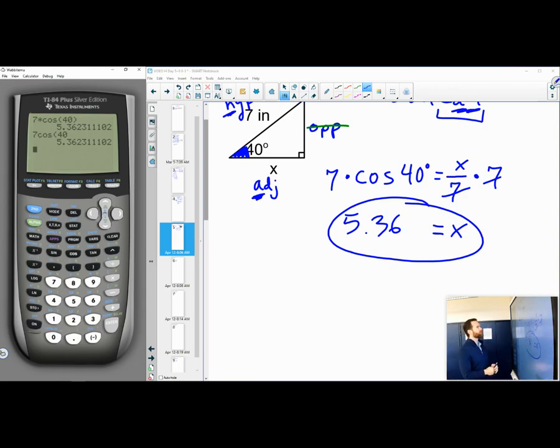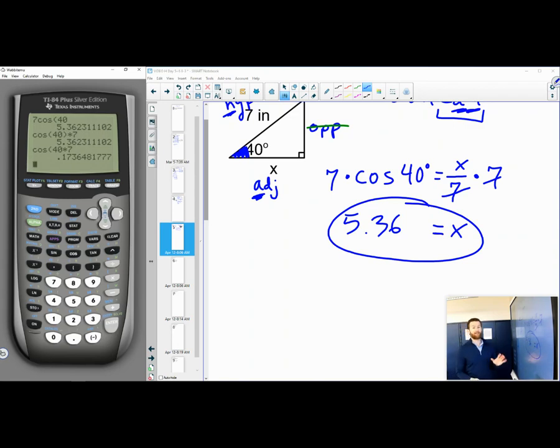Now, even though I didn't close the parentheses there, it doesn't matter for these problems, but it will make a difference if you do it in the opposite order. Like if I hit cosine 40 and then times 7, then you want to close your parentheses. Because notice what happens if I don't. If I just hit cosine 40 times 7, then we're going to get a completely different answer.